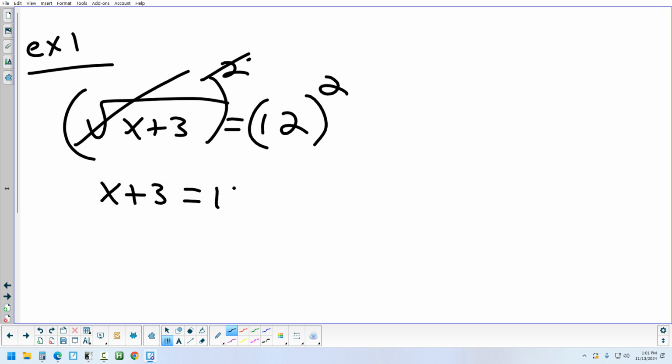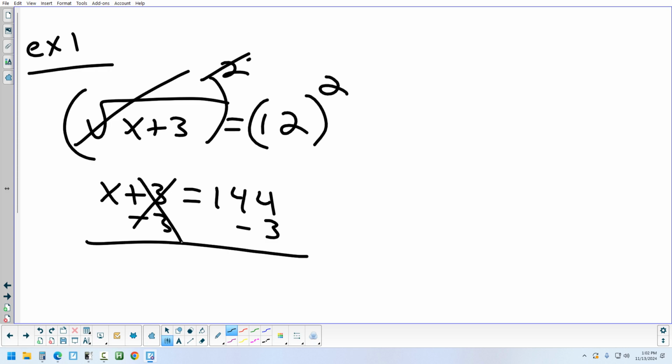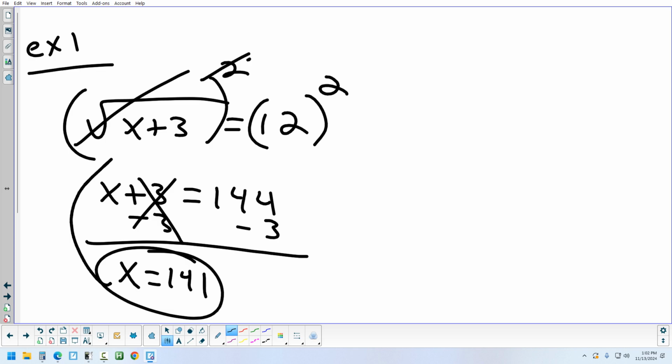And that gets us to our last step. What would we do on both sides to get x by itself? Subtract 3. Okay, that's gone. And 144 minus 3? 141. Okay, let's check it, make sure it works. If you plug it back in, what's 141 plus 3? 144. And what's the square root of 144? 12. Yep, works fine. Any questions on the first one?